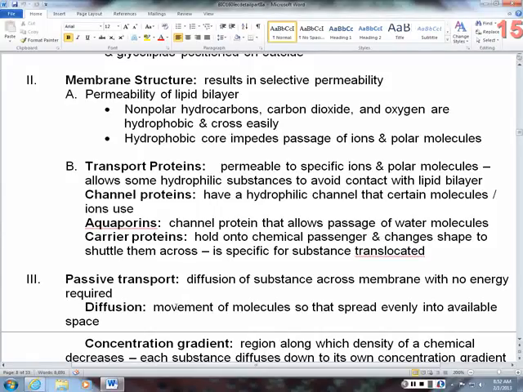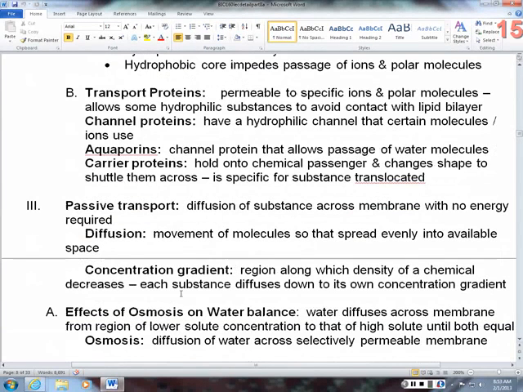So aquaporins are going to be channel proteins that are specific to allowing water to go in and out. And then your carrier proteins can hold a chemical passenger and change shape to shuttle them across. So that's used for translocation. Not all cells are going to do translocation, but essentially you would have another protein that could grab it here, change its shape, and shuttle it across and take it to the other side. So we obviously can have some pretty big size variation in all of this stuff going through there.